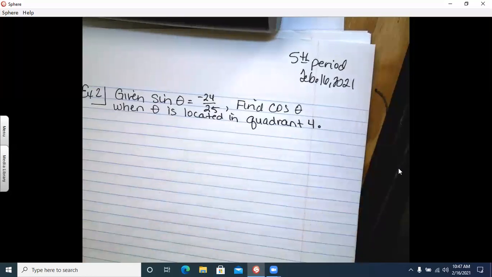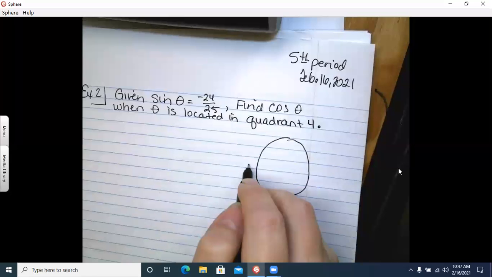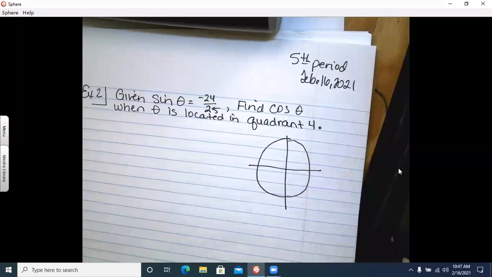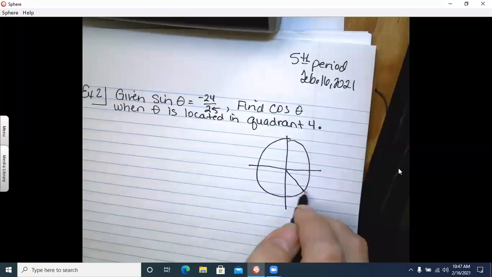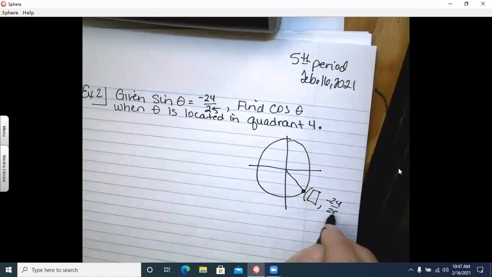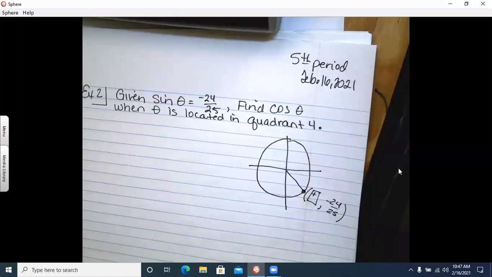So they're telling me it is in quadrant 4, which we knew it had to be 3 or 4. I know it's going to be in quadrant 4, and I know sine is negative 24/25. I need to find my cosine. A pretty sad looking circle I drew there. And my cosine in quadrant 4 is going to be positive or negative? Positive. So just make sure when you give me your answer it is a positive number.